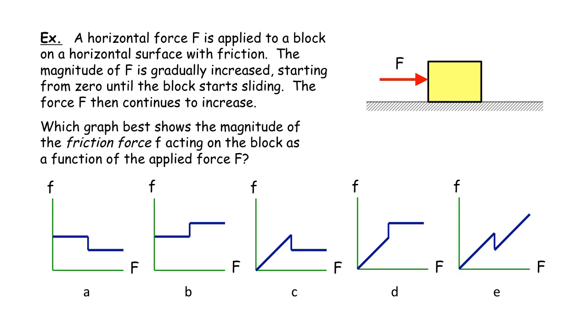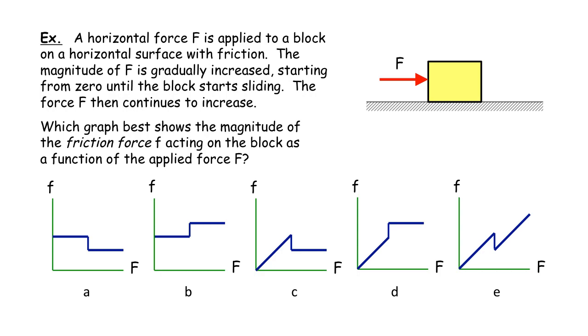Okay, here's what I got. C was the dominant answer, about 74%. Does anybody want to volunteer why you said C? So you increase static friction up to its maximum, and then it levels off at a constant kinetic. Right. So she said you basically increase static friction until you reach a maximum value. It starts moving and then it levels off.